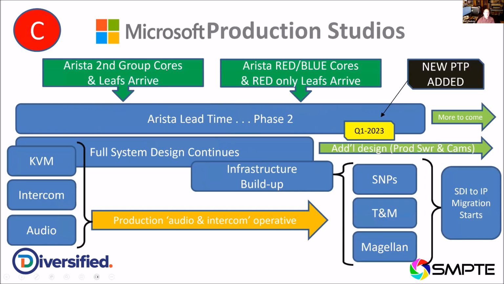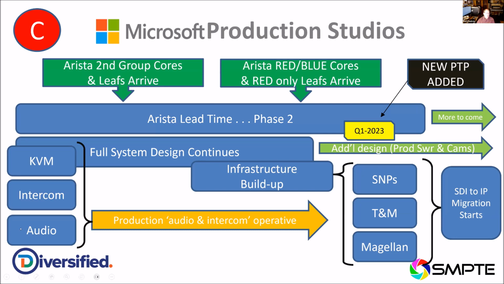The next set of group core switches and leafs were to arrive during this period. The red and blue cores, but only the red leafs arrived. We didn't have enough to do a fully functional system with both red and blue cores or leafs, actually. Again, Arista lead times just continued to happen. I mean, it was unfortunate, but it was almost a year plus, even with the leverage that we could get with Azure, before we could get significant switch components in order to turn this thing up and make it work.